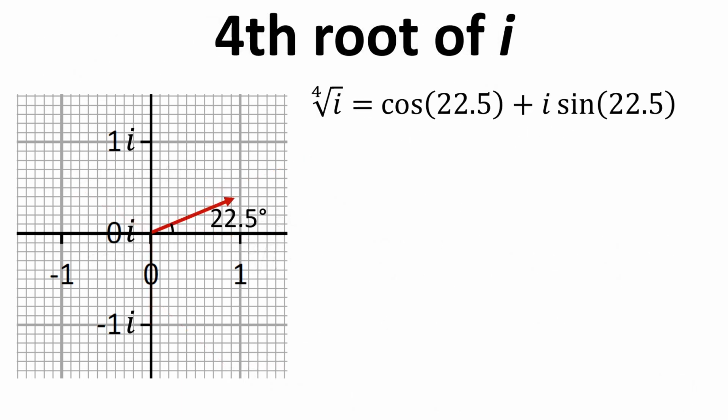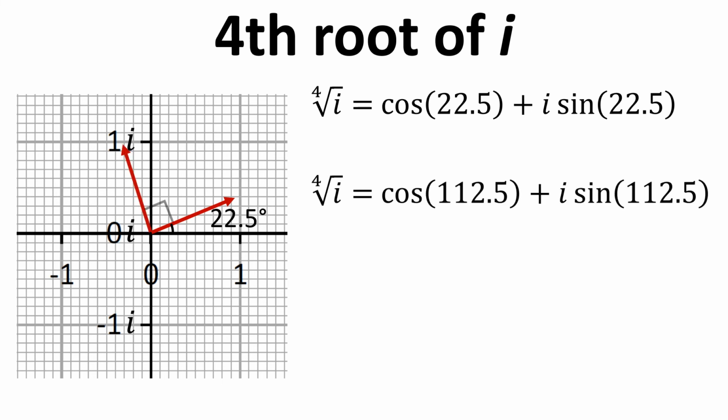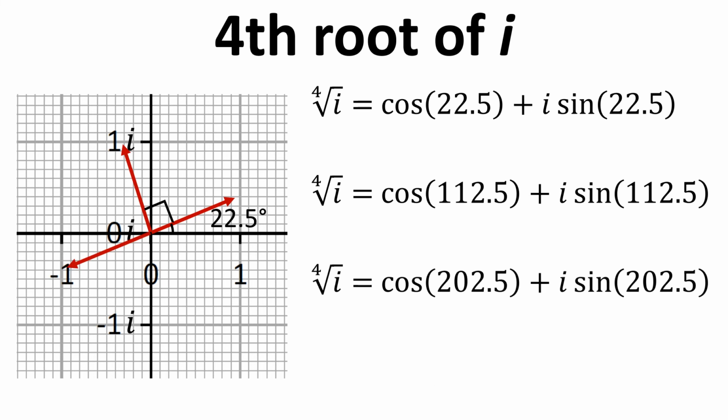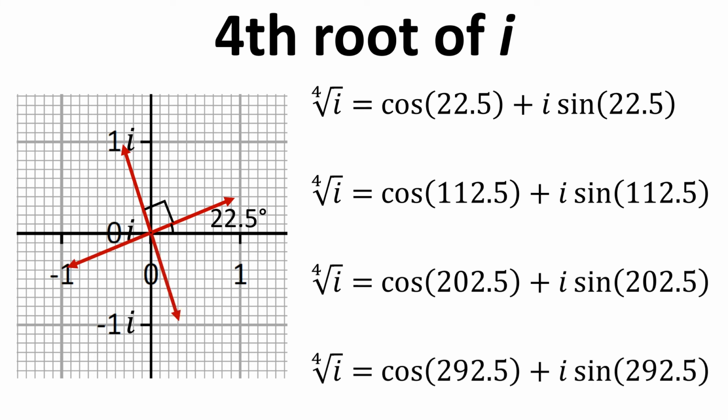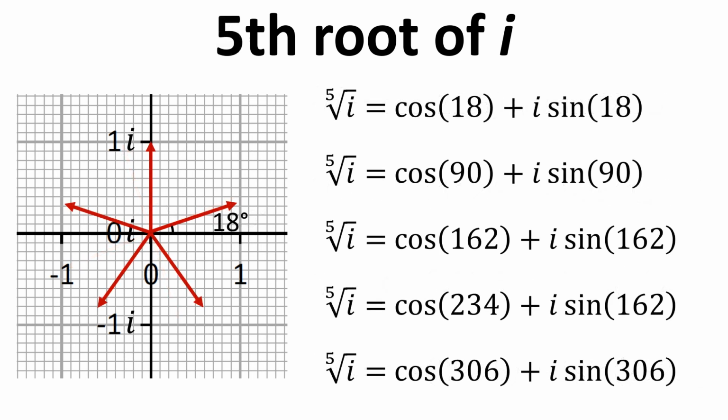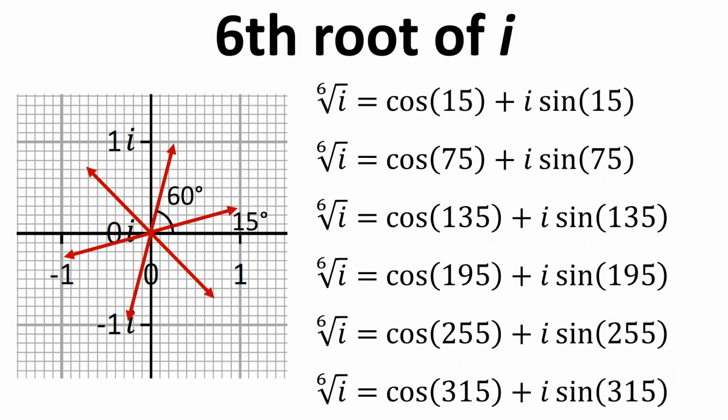Fourth root of i, we've got 4 solutions. The first one is 22.5 degrees from the real number line. The next one is 90 degrees from the first solution, and we keep going round at 90 degrees, and we get our 4 solutions. Fifth root of i, we get 5 solutions. The first solution is 18 degrees from the real number line, and all of the other solutions are separated from the next by 72 degrees. And then the sixth root, there are some solutions here, and you start to get the idea of what's going on.